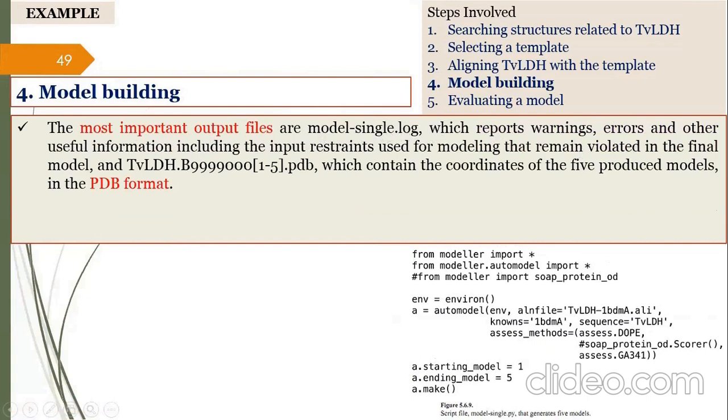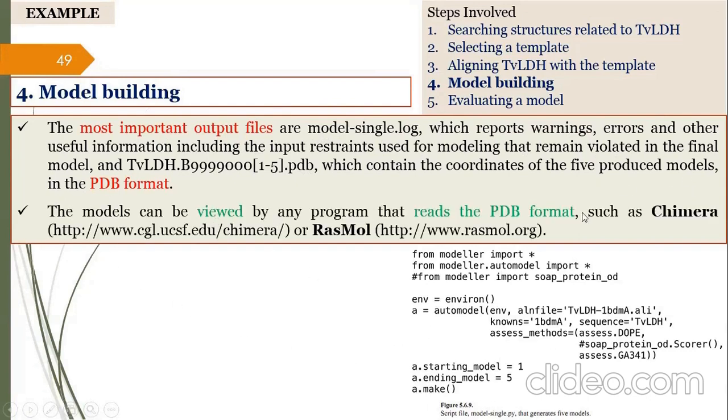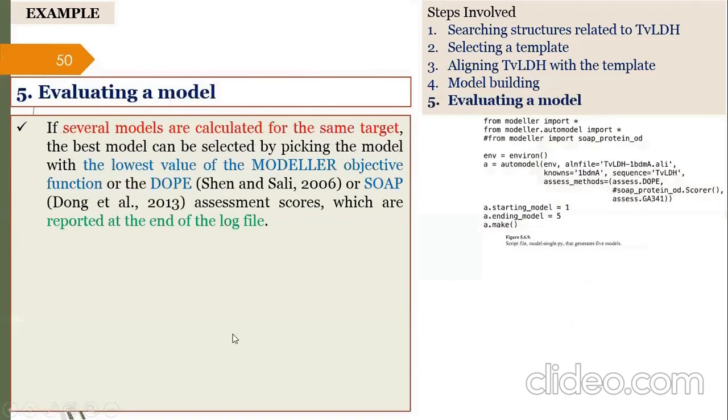Okay, so in this way, we report warnings, errors, and other useful information, including the input restraints and so on. And it will give us 5 structures, 1 to 5, pdb, which contain coordinates of the 5 produced models in the PDB format. And the models can be viewed. You can view this in Chimera, in the race mode. You download Chimera, a race mode software, and you can visualize these 5 models in that. So in this, you can see if several models are calculated for the same target.